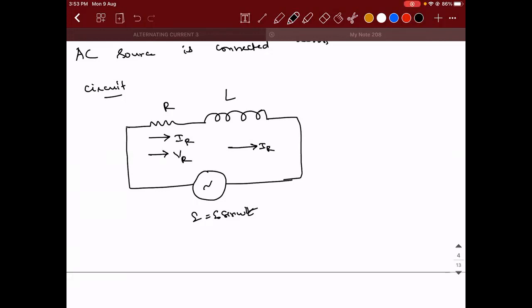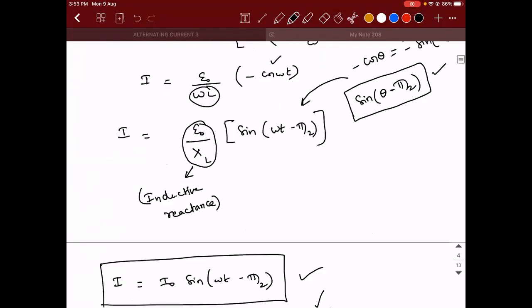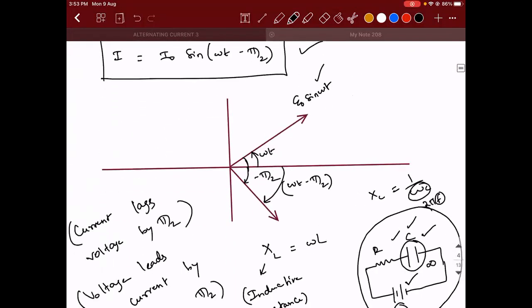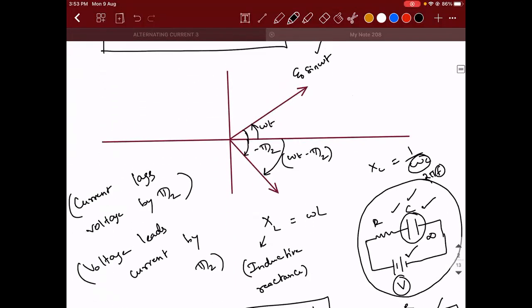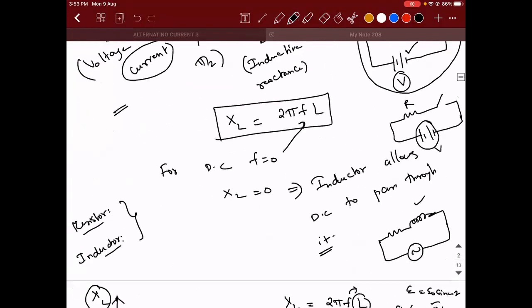Is it vertical, sir? Vertical is right. Is it upward or downward? Check it. It is upward, because voltage leads the current by pi by 2, or current lags the voltage by pi by 2 in the case of an inductor.